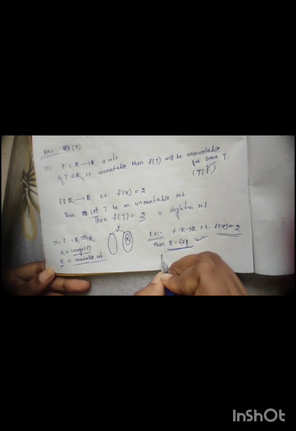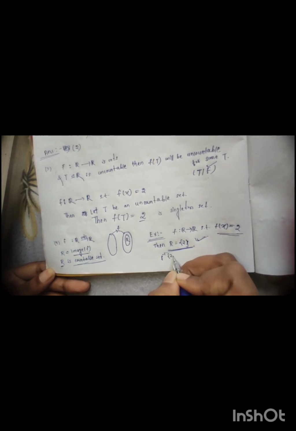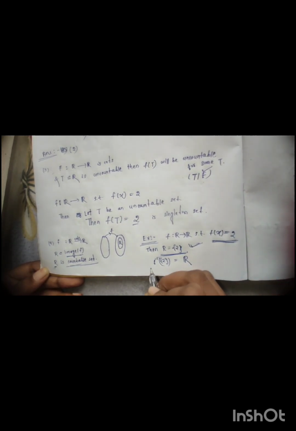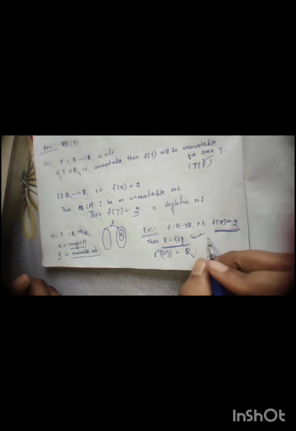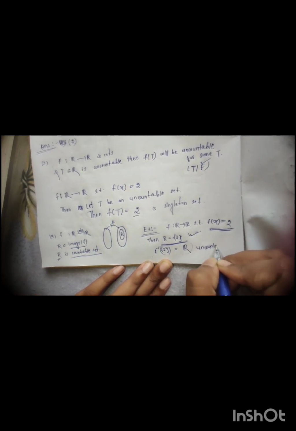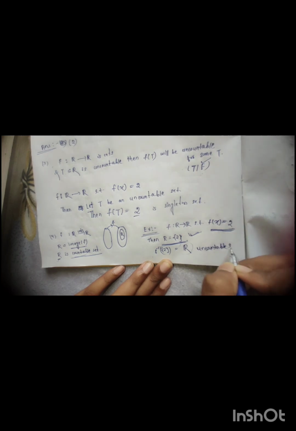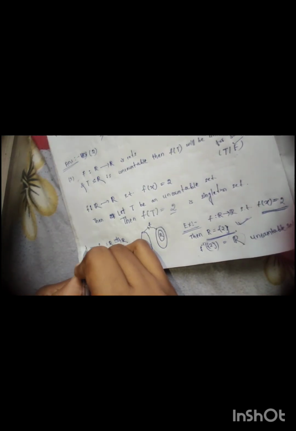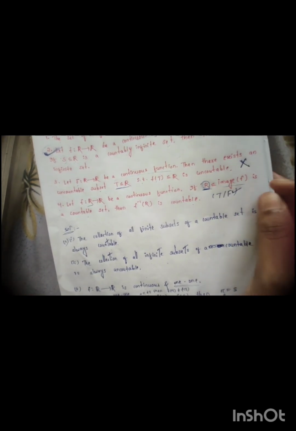Then if we find f inverse of {2}, what will happen? It will be the whole of R, because it is a constant function, so its inverse will be the whole of R, which is uncountable. It is not countable. So this one is false. So in this question, which option is true?